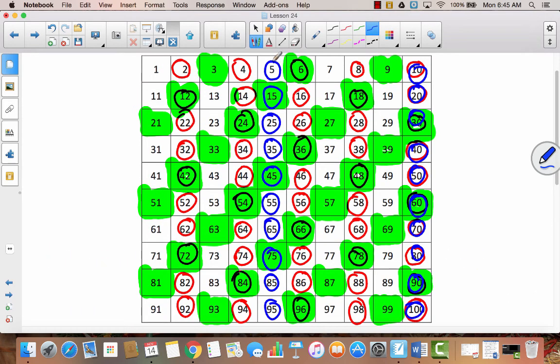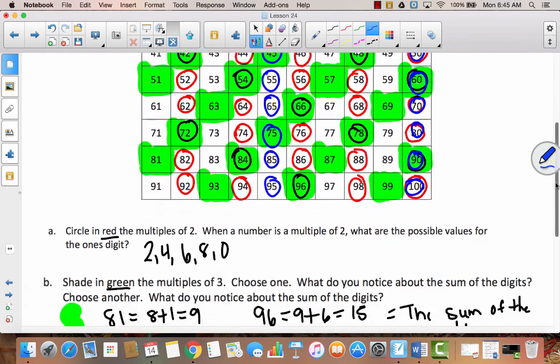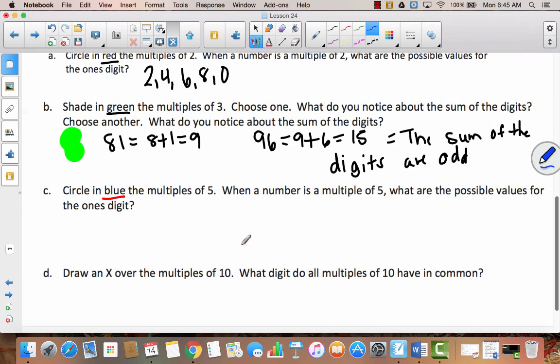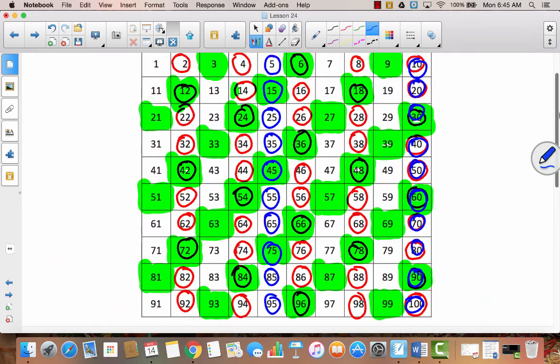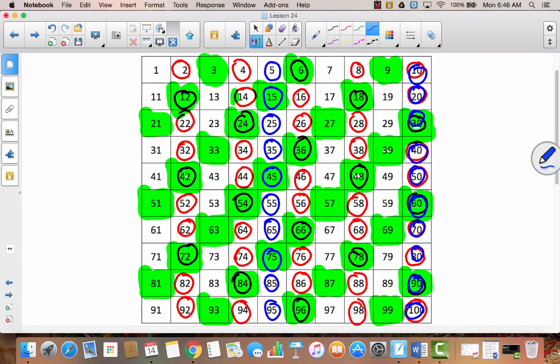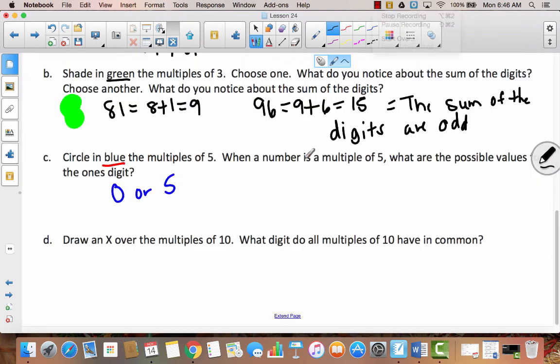Okay, so whenever we were doing the multiples of 5, that was pretty quick, and I'm sure you noticed that pattern. So our question asked us here, whenever a number is a multiple of 5, what are the possible values of the ones digit? Well, that would be 0 or 5. Draw an X over the multiples of 10. What do all the multiples of 10 have in common? All right, so go ahead and put your X over all the multiples of 10, and let's come back. What did you notice about all of the multiples of 10? Well, they all end in 0, right?